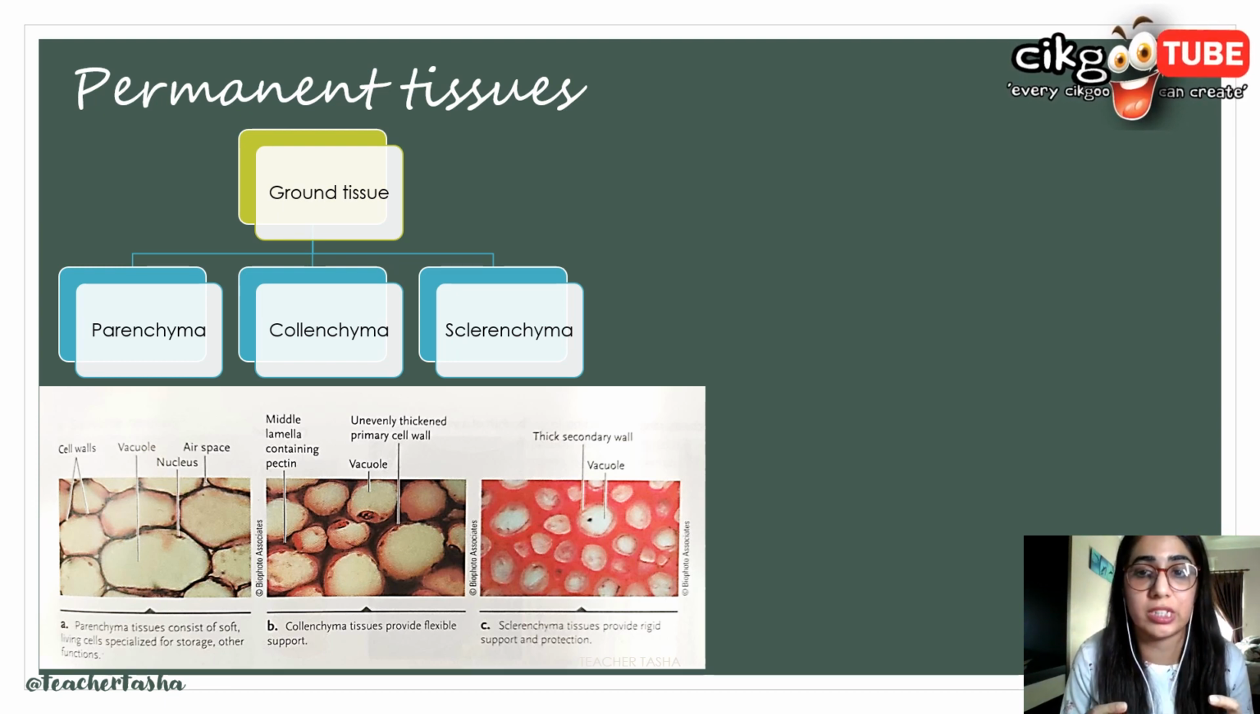Then we have the sclerenchyma. Sclerenchyma is even more rigid, much stronger compared to parenchyma and collenchyma. They help to protect and also support the plant, and they have a very thick cell wall, usually in higher plants. So we will look at it in detail.